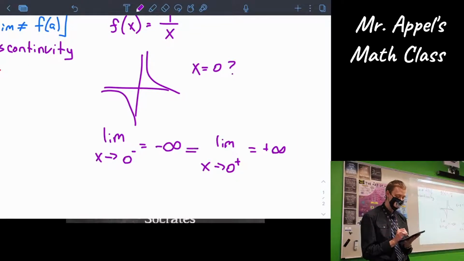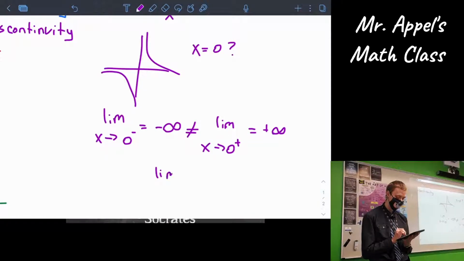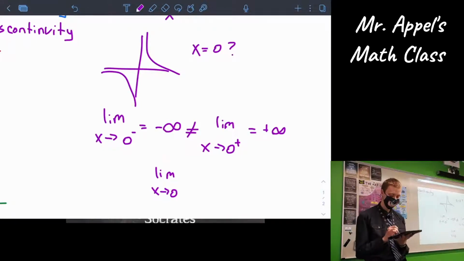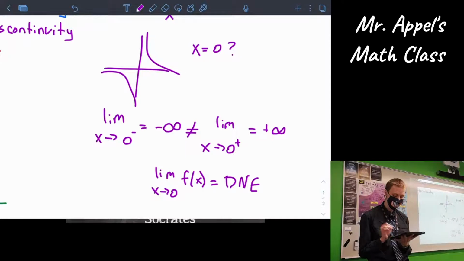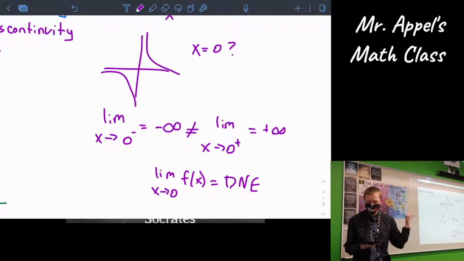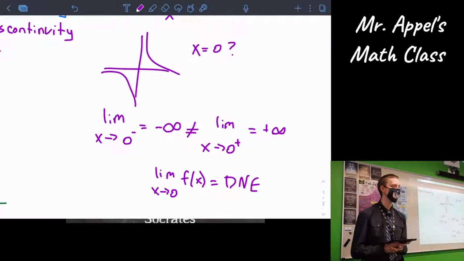So these two limits are not the same, which means the limit as x approaches 0, no plus, no minus, whole thing, equals does not exist. That is the official final answer to that question. What is the limit as x approaches 0 of 1 over x? Does not exist. The two sides don't meet up. Does that kind of make sense? Okay.